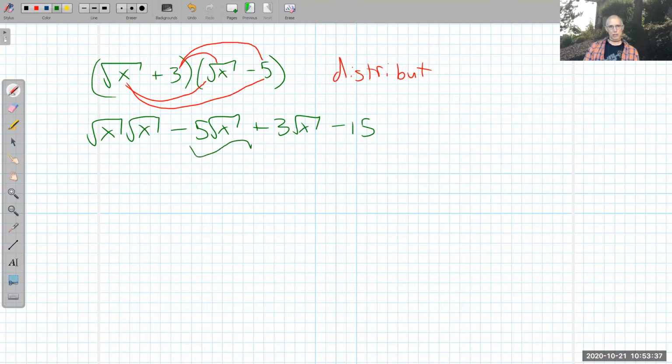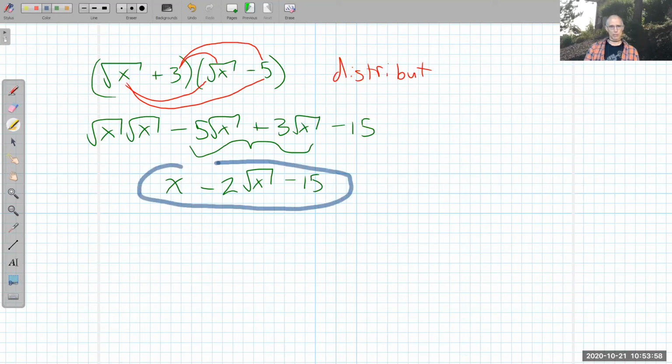Well, these guys right here are like terms because they have the same variable to the same power. So I have minus 5 of them plus 3 of them. So net, I have minus 2 of those square roots of x. And the 15 is just hanging out. Here I have a square root times itself, which cancels the root. So that's just x. And so this would be the reduced version of that product up there, which is the distributive property. And my distributive property is missing an E.